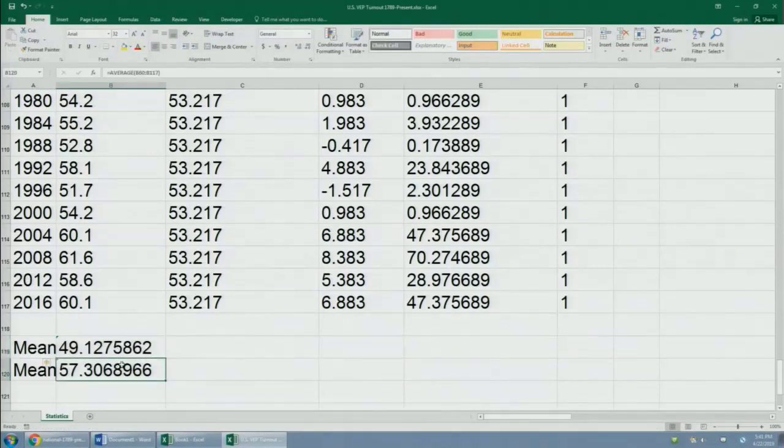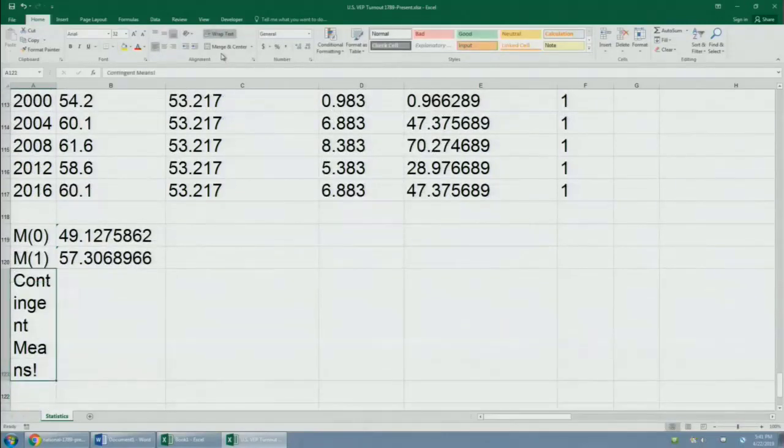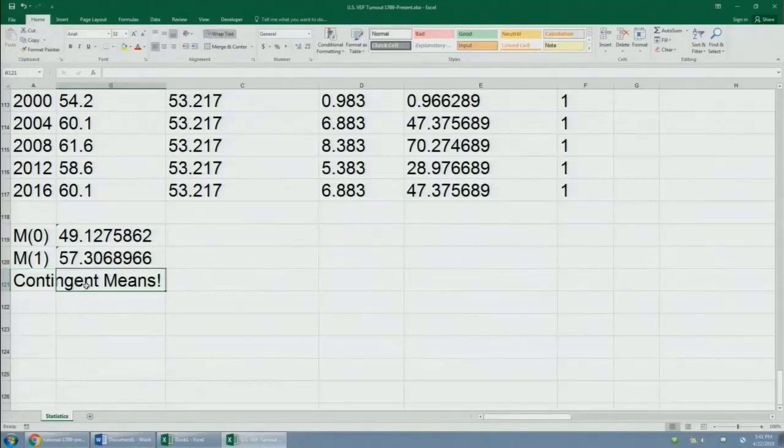Oh, that's so neat. Because what that is telling me, that's the mean when it's what? Mean when it's 0 and the mean when it's 1. That's contingent means. That is super cool. It says, depending on the value of your independent variable, something else is going to be different. Okay? Okay.